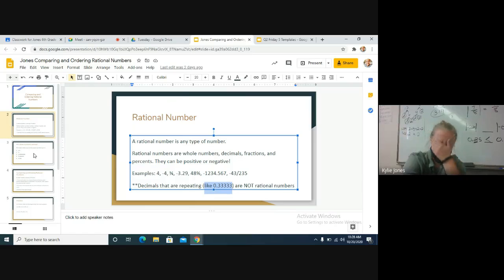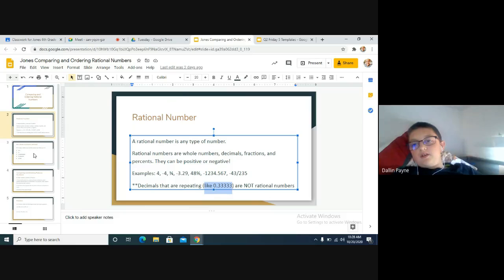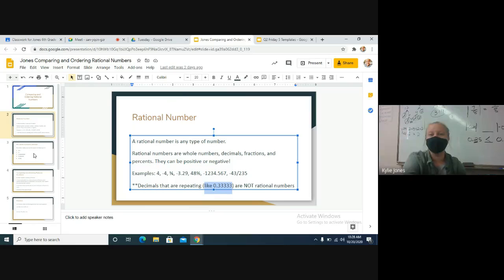But I don't know. Any fraction wouldn't be it, because all fractions have a decimal to go to. It is rational? Okay, so the answer is yes. If it's in fraction form, it's a rational number. But once you do the division and you get 0.33333, it's not rational anymore because it repeats.